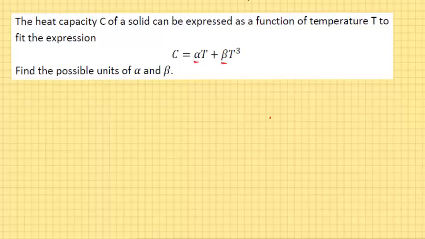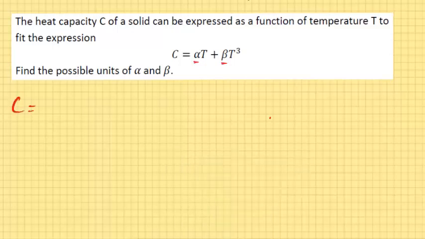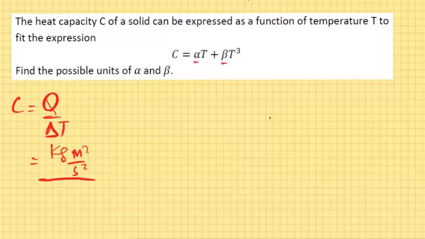Now the concept of homogeneity applies here very well. So look at how I'm going to solve this question. First of all, this C is the heat capacity. So first of all we should know what heat capacity is. Heat capacity is Q over delta T, which is the amount of energy provided per unit rise in temperature, and that is equal to, you see, energy is kilogram meter square per second square. This Q is energy, and delta T is the change in temperature measured in Kelvin.